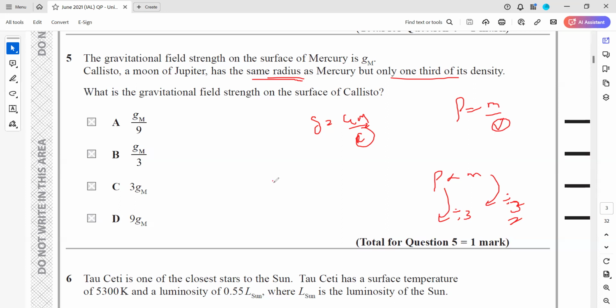So if we compare, it will be GM over R squared. G is constant, R is constant. But what happened to the mass? The mass is divided by 3, because the density is divided by 3 and the volume is constant. So what happens to the gravity? The gravitational field strength will also be divided by 3, so compared to that of Mercury, it will be Gm divided by 3.